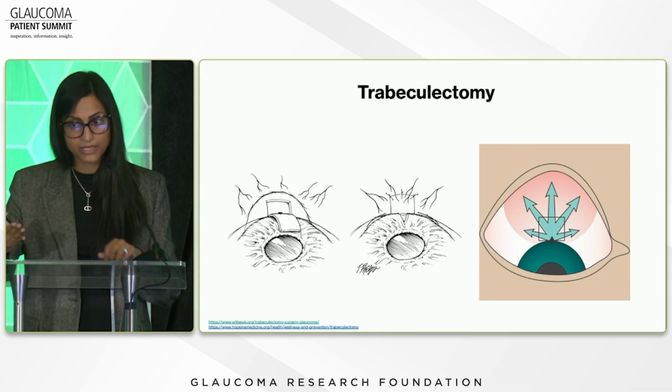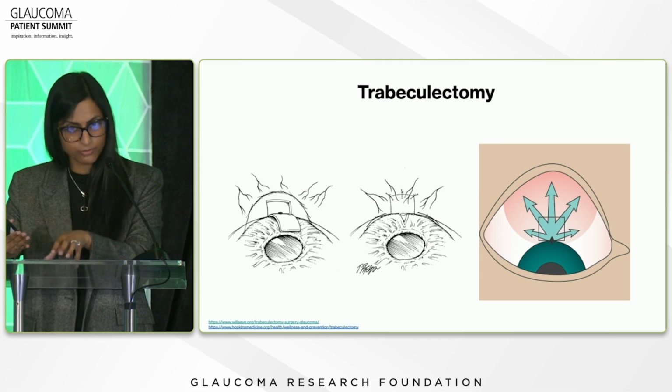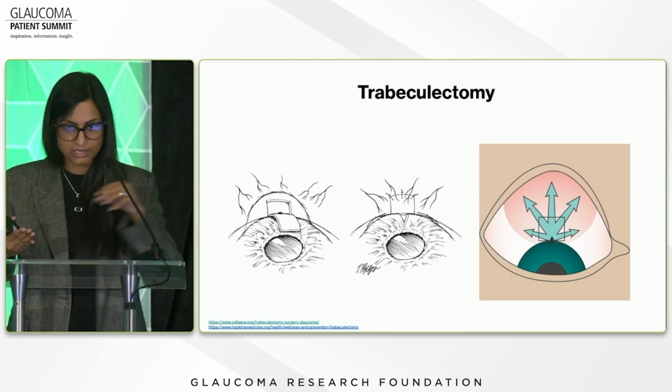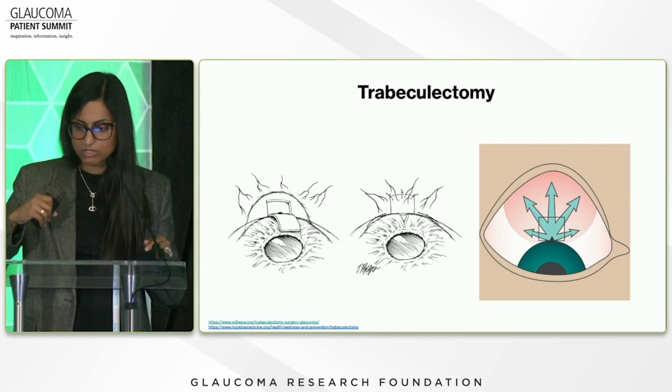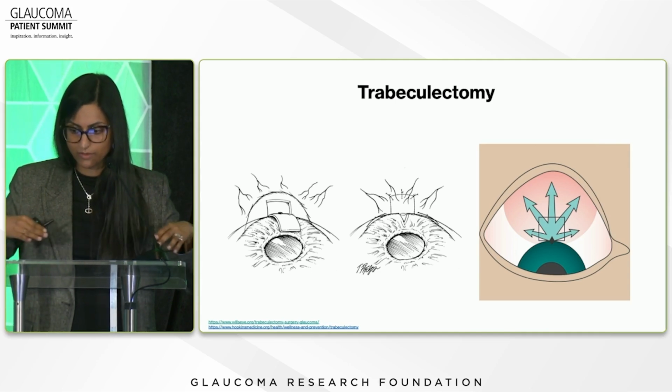Underneath the flap, we actually make a tiny microscopic hole, and that's actually what allows the fluid to go from inside to the outside. That hole is the connection between the inside of the eye to the outside of the eye. Then we close the flap door on top of it, stitch that closed, and then place the conjunctiva on top of it and close everything.